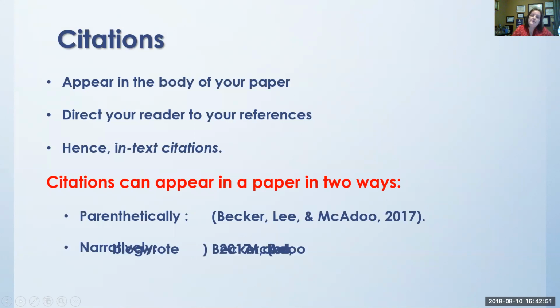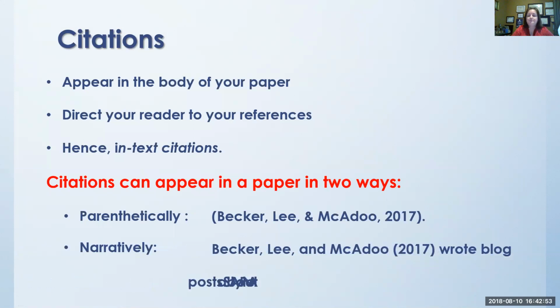The narrative type of citation, there's a couple different ways you can write it, but this is the most common. It doesn't matter if you say according to Becker, Lee, and McAdoo 2017, however you want to write it. If the authors are somewhere in the beginning or the middle of your sentence, this is how you would write it as a narrative. You're still giving credit to the original authors. You're still citing the year of that reference that you found. You're still giving them credit.